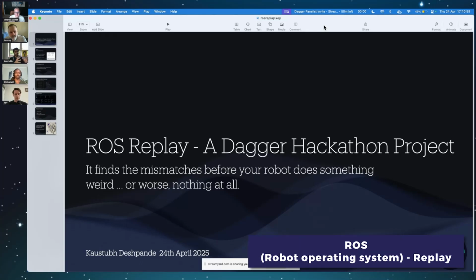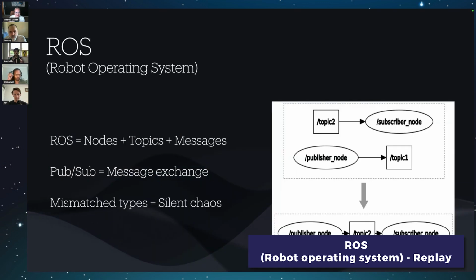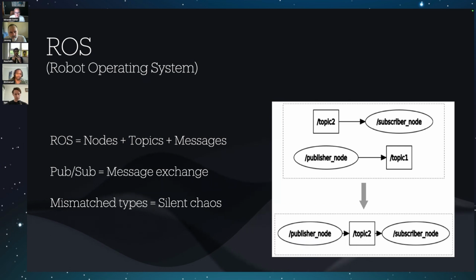So I'll just give you a walkthrough of what this project does. But before then, let me give you an intro to ROS, right? ROS uses a pub-sub model, which means nodes talk to each other using topics. Now, these topics have specific message types assigned to them, right?